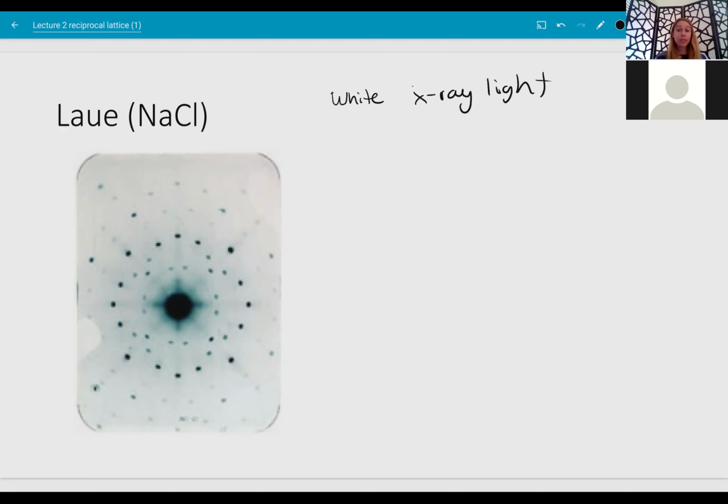And white just means that there's multiple wavelengths in there. So it's not just monochromatic, one color, it's many colors. And when you have many colors, many wavelengths, many values of K, you can access more reciprocal lattice points all at the same time. And Laue is not a technique to learn what material do I have or what is the lattice spacing of this material. This is a technique, if you have a single crystal, to find its orientation.